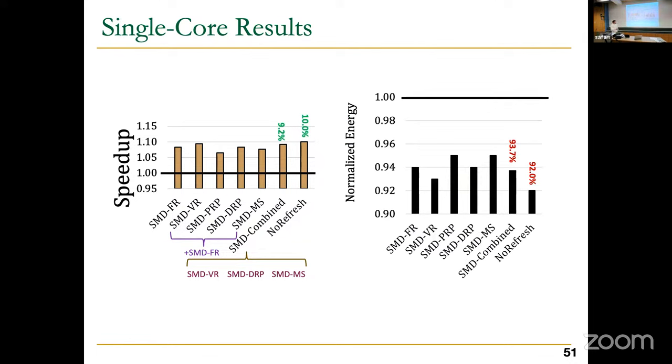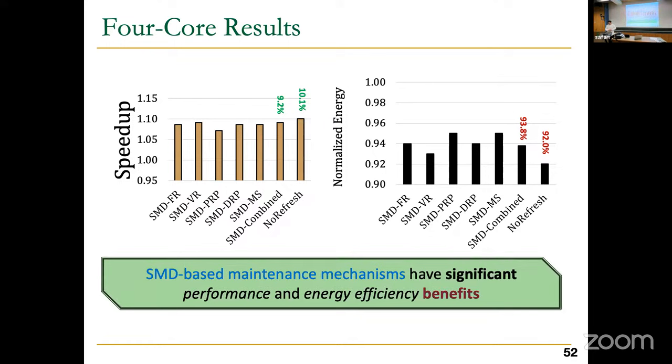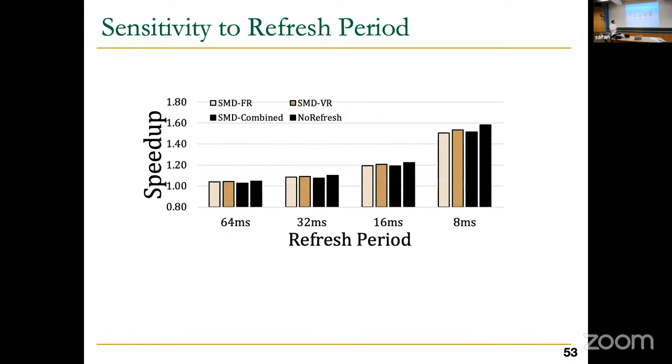And the plot on the right shows the energy consumption for the same configurations. As you can see, we have energy consumption that's close to the no refresh configuration as well. These were the results for single core. Now this is a system where we have four cores, so the memory intensity is higher in the end. And even in a four core system, we have performance benefits and energy benefits comparable to the no refresh configuration. And we conclude that SMD-based maintenance mechanisms have significant performance and energy efficiency benefits.